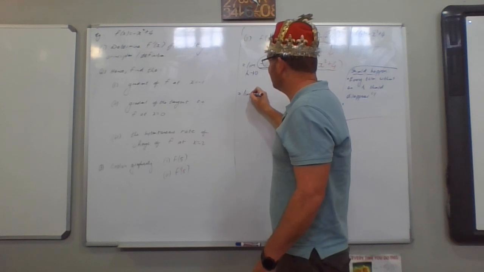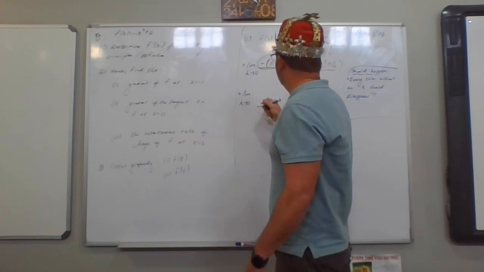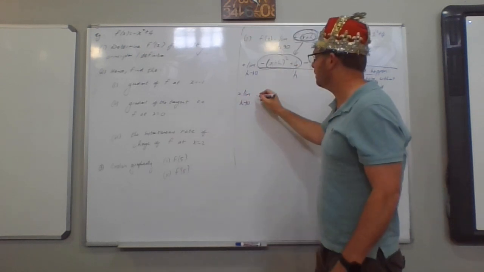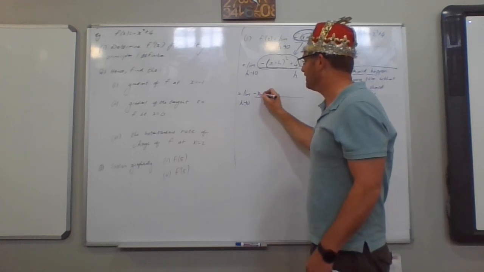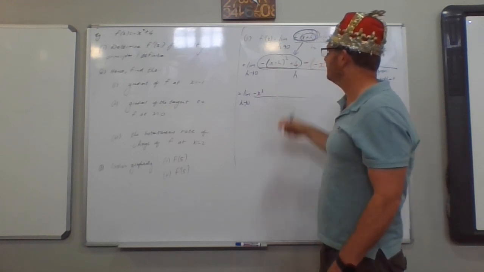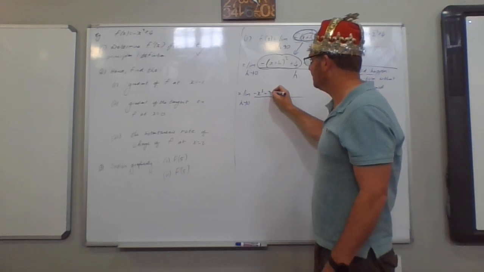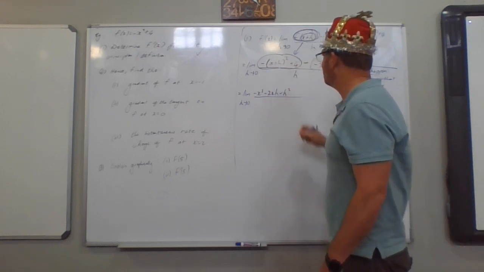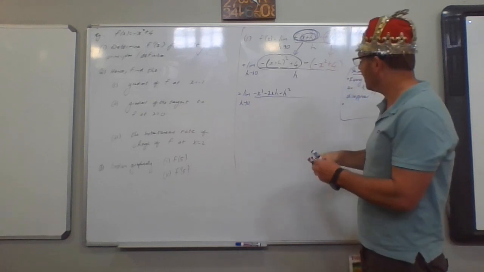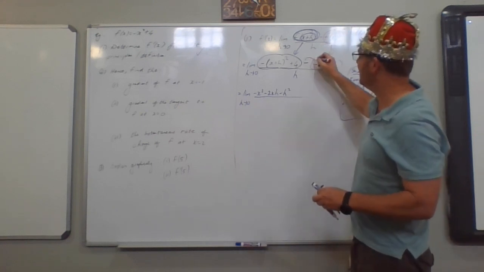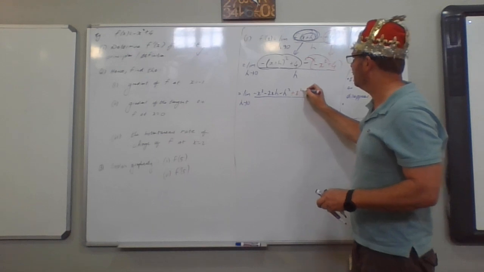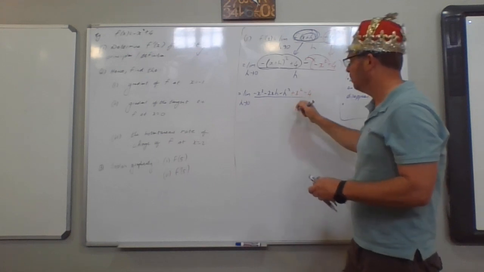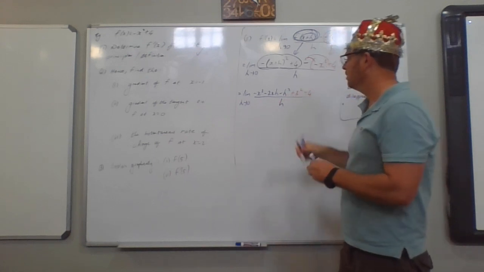So I get the limit as h tends to 0. Okay, if I simplify, I get x squared times negative is negative x squared. Square that out, I get 2xh times negative is negative 2xh. H squared times negative is negative h squared. Okay, and if I distribute this negative over here, I get positive x squared minus 4, all over h.